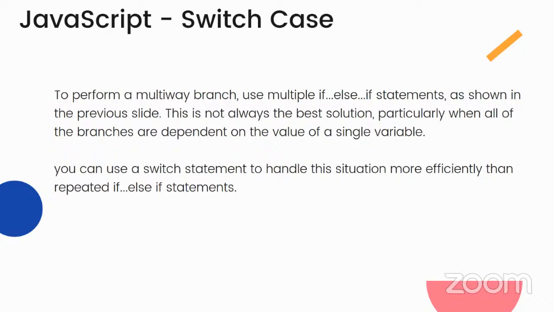So, JavaScript switch case. To perform a multi-way branch, you can use multiple if else statements as shown in the previous slide. This is not always the best solution. Sometimes when you have a lot of code and you would be writing if else many times, it would be a lot. I also said that you can use a switch statement to handle this situation more effectively than repeating if else, because when you have a lot of if else statements, it is just plenty. There's a better way to do this, and it's always very easy.